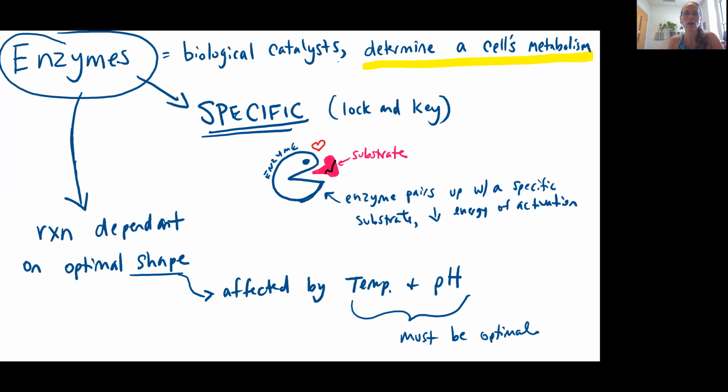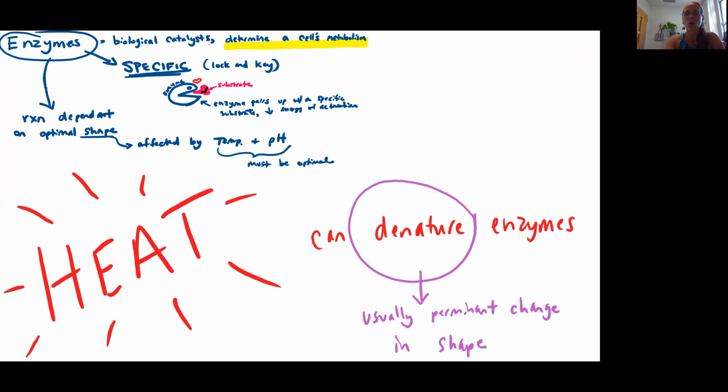Reactions are dependent on that enzyme having its optimal shape. Remember, the shape determines its function. So it is affected by both temperature and pH. In order for enzymatic reactions to happen well, the enzyme has to be at its optimal shape. We can see that if those conditions are too far outside of the optimal conditions, it can affect your enzyme shape. Especially heat is one that we know will denature your enzymes.